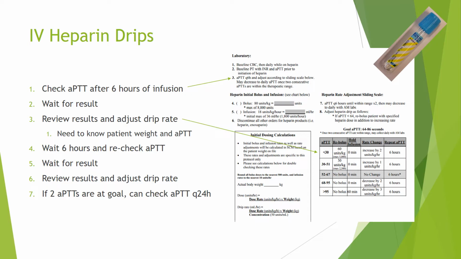So we continue this process of checking APTT, making changes to the rate as necessary, and then checking APTT in 6 more hours. But notice if we hit that sweet spot twice in a row, that shaded area of 52 to 67, then it's not necessary to monitor our patient as closely. So we can move to checking the APTT only once every 24 hours. But that's only if we hit that shaded area of 52 to 67 twice in a row, so every 6 hours for 2 times.